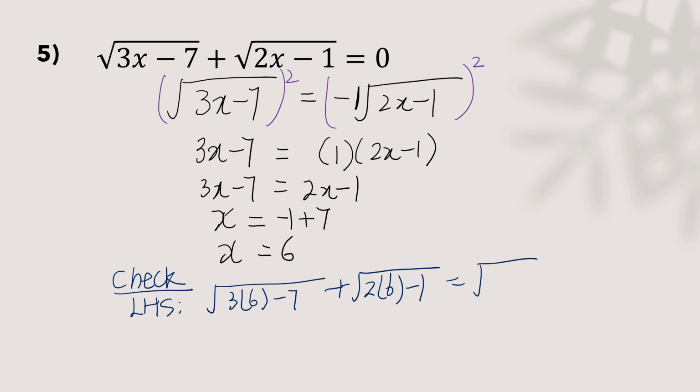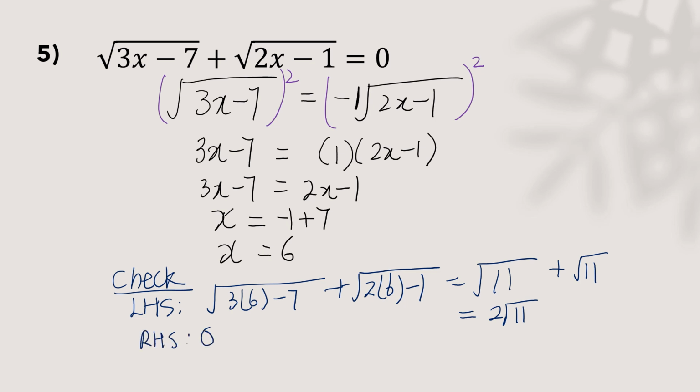18 minus 7, that's 11 here, plus 6 times 2, 12, square root 11. Alright, so you will actually have 2 square root 11. Right, but on your right hand side, it's actually 0.